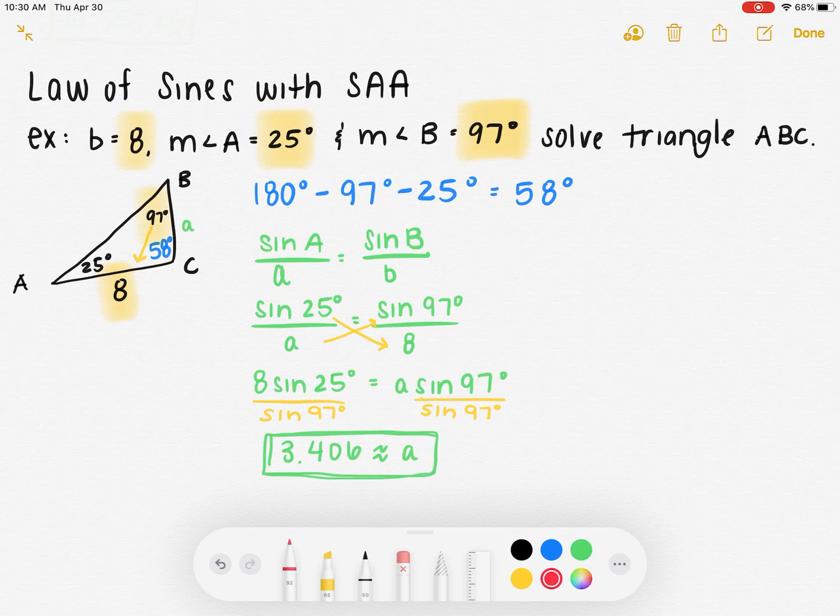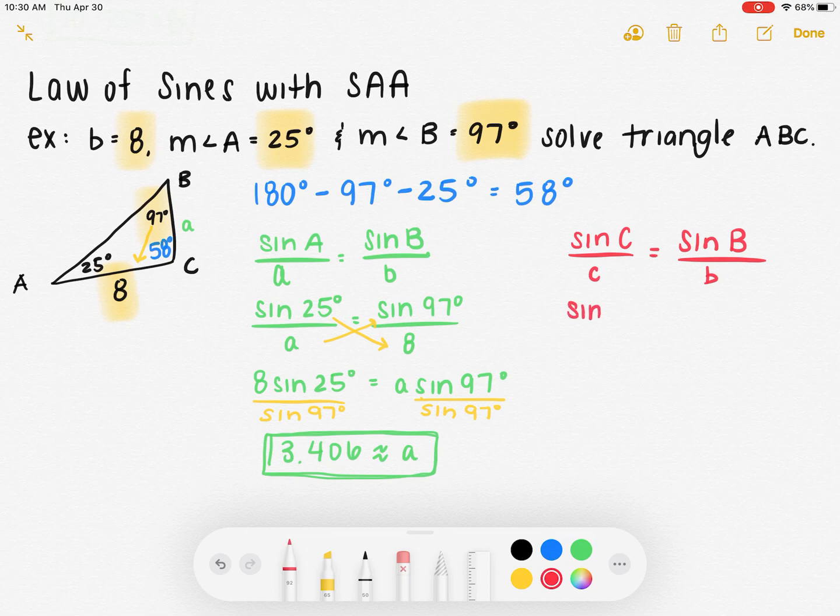Now I need to also find side C. So I'm going to do the same thing. I'm going to look for side C over C, and I'm going to use B, because even though I know everything about A, I don't want to use that, just in case I added or subtracted or multiplied or did something wrong while I was solving for that. I don't want to carry that mistake over, so I'm always going to use what I know. And then I'm going to plug in what I know.